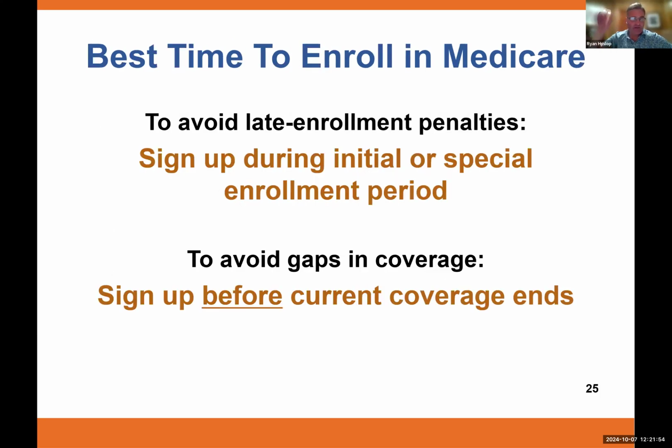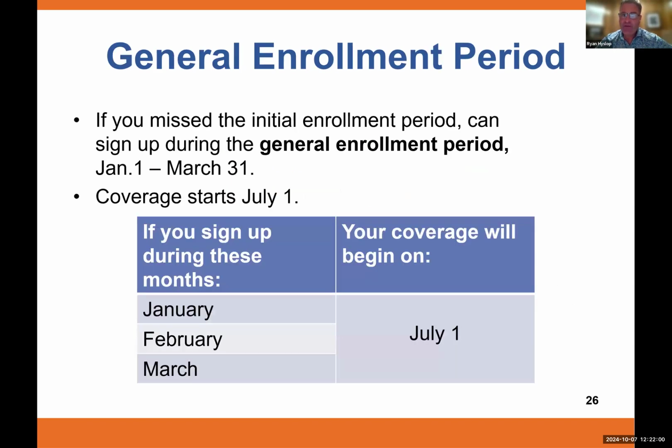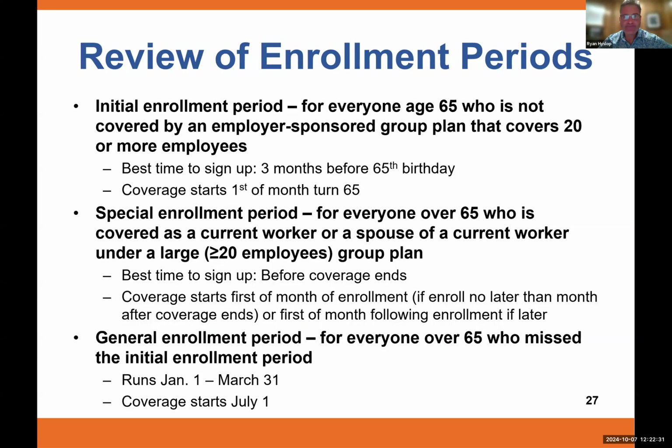All right, so best time to enroll to avoid late enrollment penalties: sign up during the initial or special enrollment period. If you don't, there's what's called the general enrollment period. This is for people that completely missed it, fell asleep at the wheel, as they say, and did not sign up during their initial or special enrollment. You sign up during the general enrollment period. I call this the penalty box, January 1st to March 31st, and then your coverage will begin on July 1st. There is a significant gap there, as you can see, between when coverage is signed up for, as late as March 31st, and when it begins on July 1st. So do not put yourself in the penalty box. Please sign up for Medicare on time.